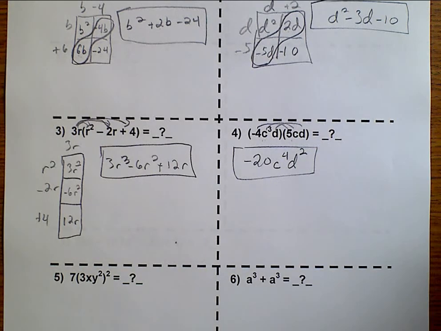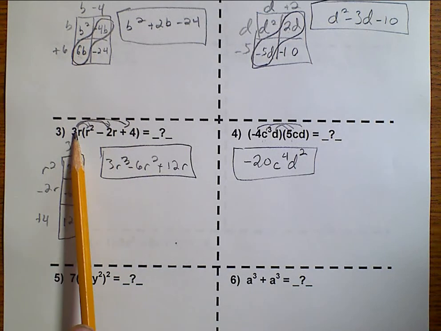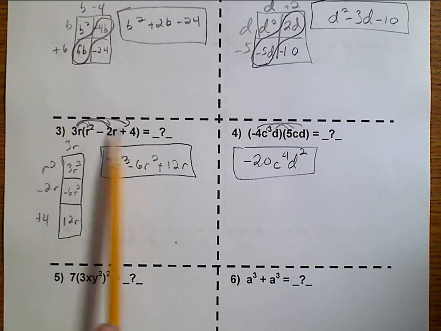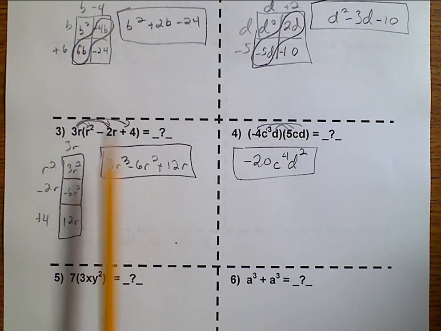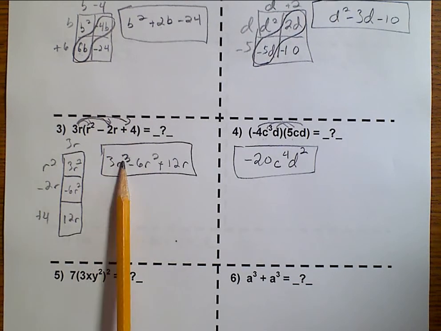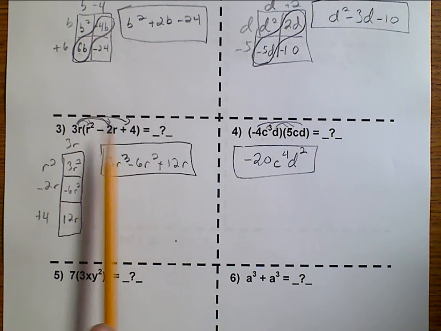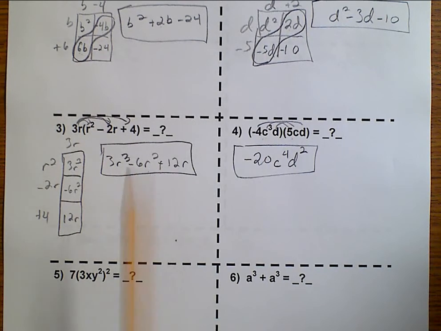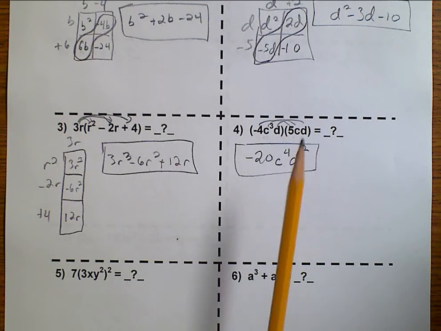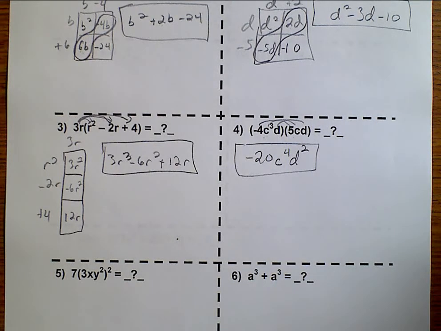Again, I don't want to get this confused with distribution. The 3r is multiplied times everything in the parentheses, where 3r times r gives me 3r cubed, and 3r times 2r gives me 3 times 2 is 6, r times r gives me r squared. This is just two monomials. Let's go ahead and take a look at number 5.